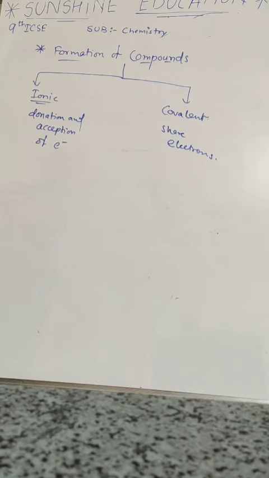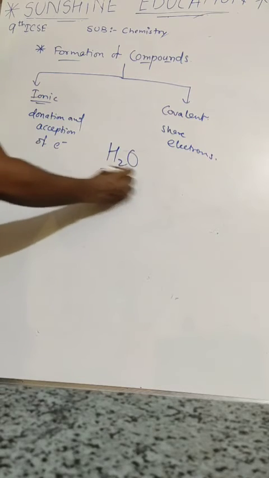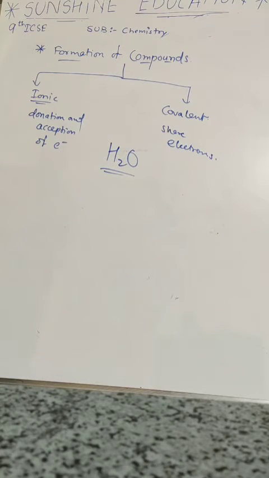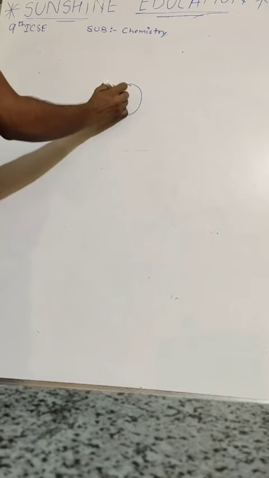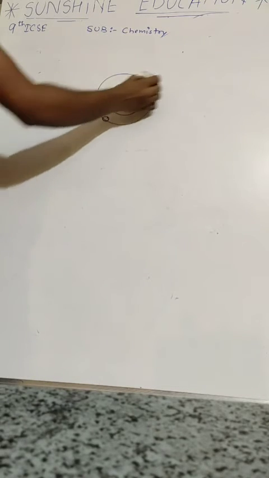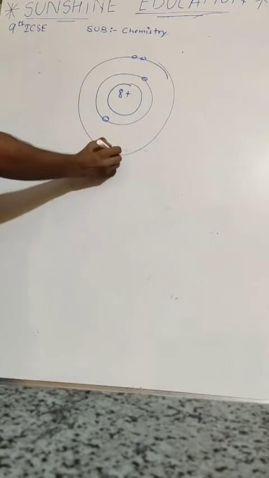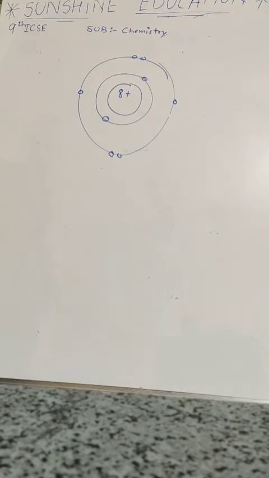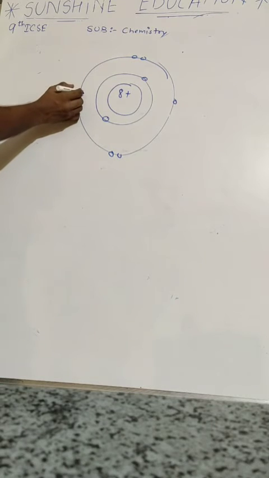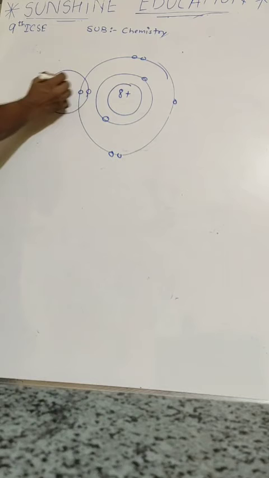Let's take an example of a covalent compound, which is water. Water is a very good example of a covalent compound. Water has molecular formula H2O. Let's study formation of water. Let's draw oxygen first. Oxygen has 8 electrons. The first orbit has 2 electrons and it has 6 electrons in its outermost shell. It requires 2 more electrons to attain stable electronic configuration. Therefore, it shares 1 electron with 1 hydrogen atom.